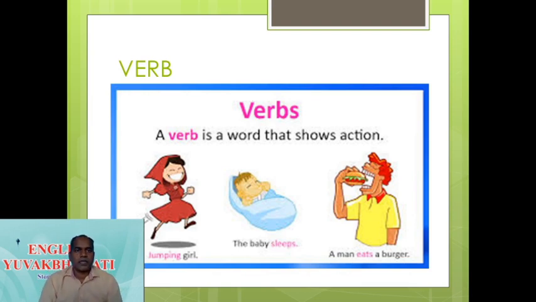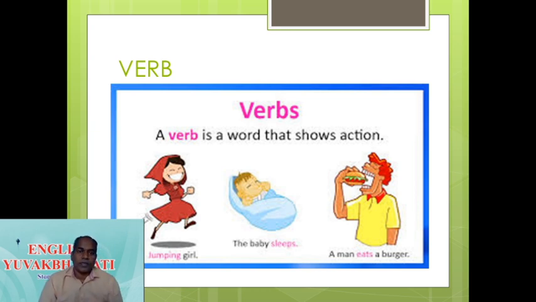Students, in the last lecture we discussed the cases of pronouns. In this lecture we are going to learn about verbs. Before starting the topic of verb, we must know the definition of the verb. So the definition is given here.